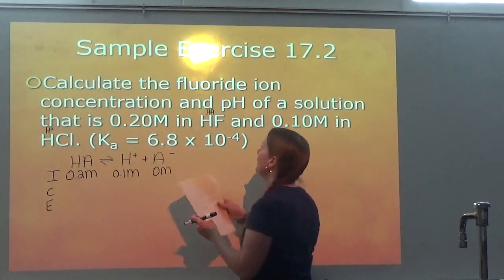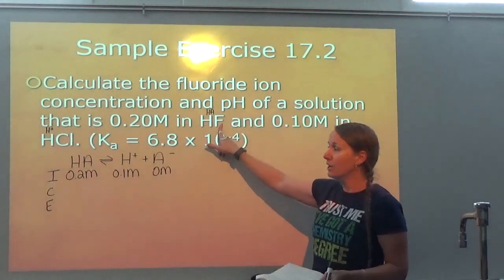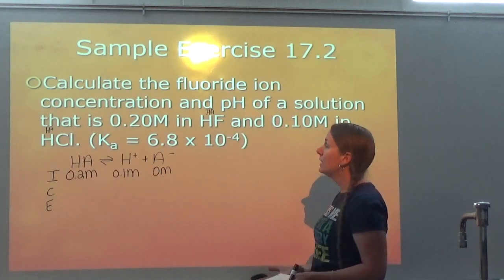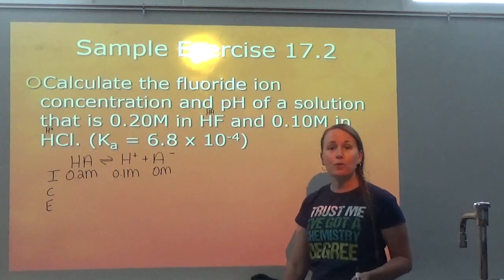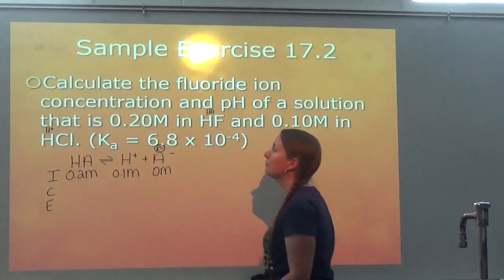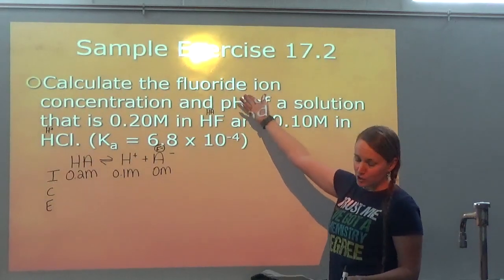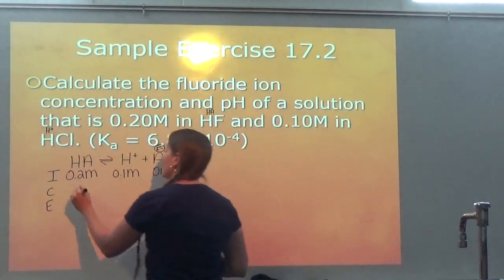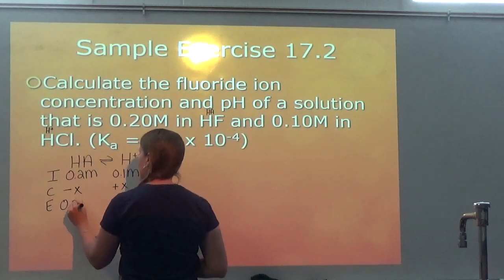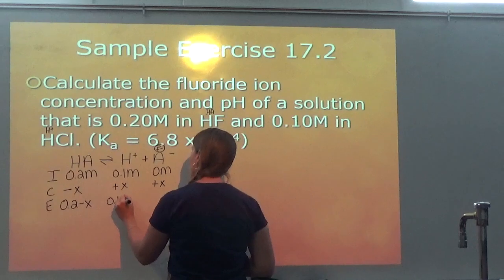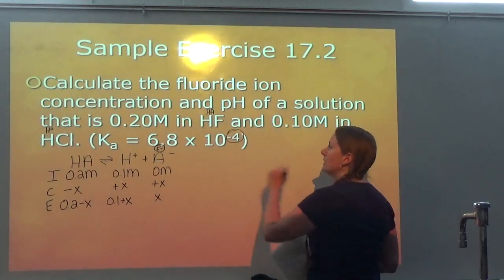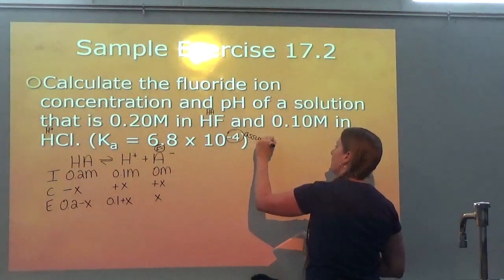So see, it didn't tell me I have any fluoride floating around here. Okay, I got some H+ from the HCl, but I don't have any fluoride floating around. And remember, we're trying to figure out the fluoride ion concentration anyway, so let me just give you a little reminder. A minus is the fluoride ion, because we want that concentration. All right, so I'll subtract X, plus X, plus X. It becomes 0.2 minus X, 0.1 plus X, and X. I checked, and remember, my assumption works for this.